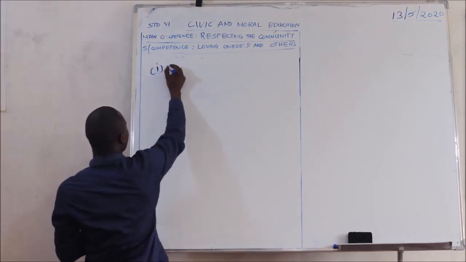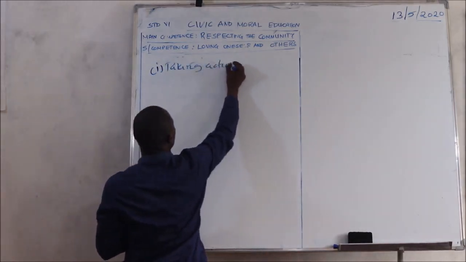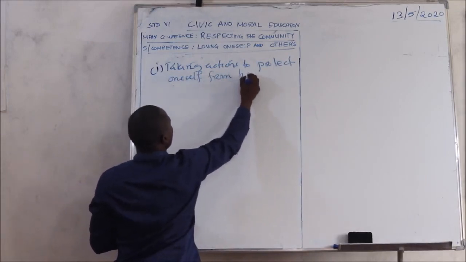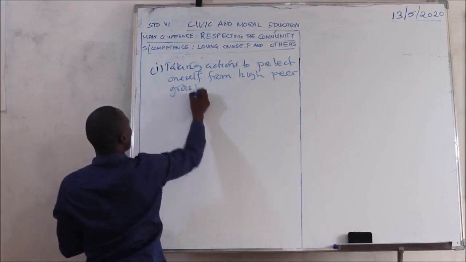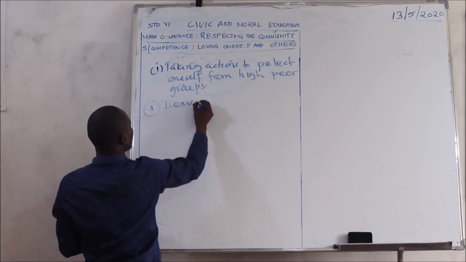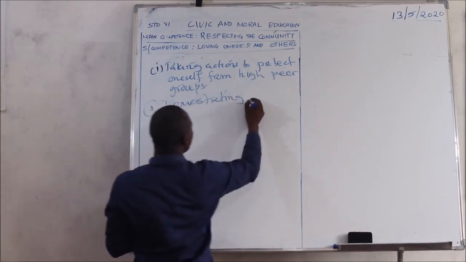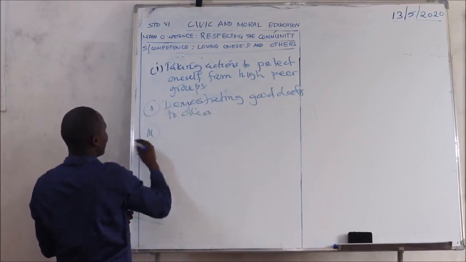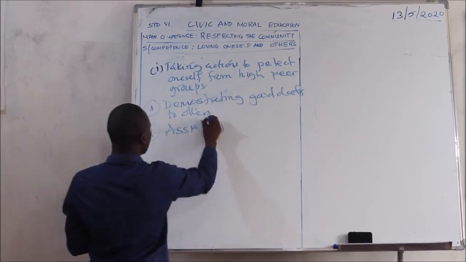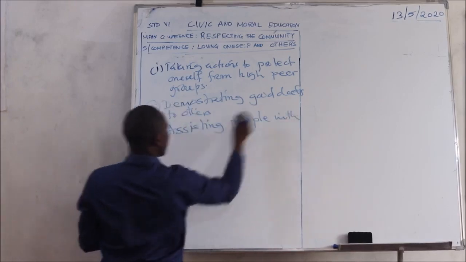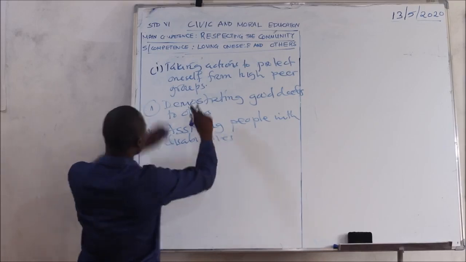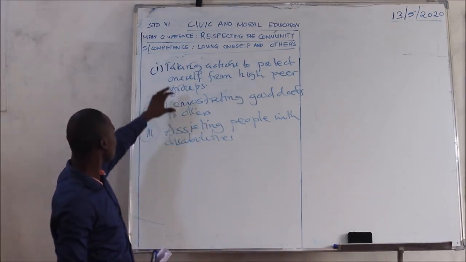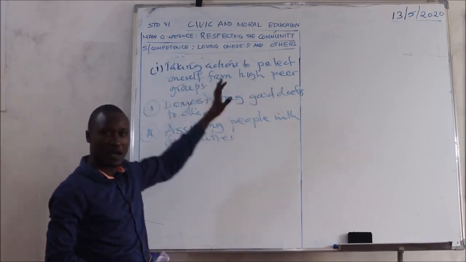The first one is known as taking actions to protect oneself from high risk peer groups. Another section is known as demonstrating good deeds to others. And the last one is known as assisting people with disabilities. Within these sections, we are going to show how to show love in our community. But today, we are going to focus on the first section, taking actions to protect oneself from high risk peer groups.